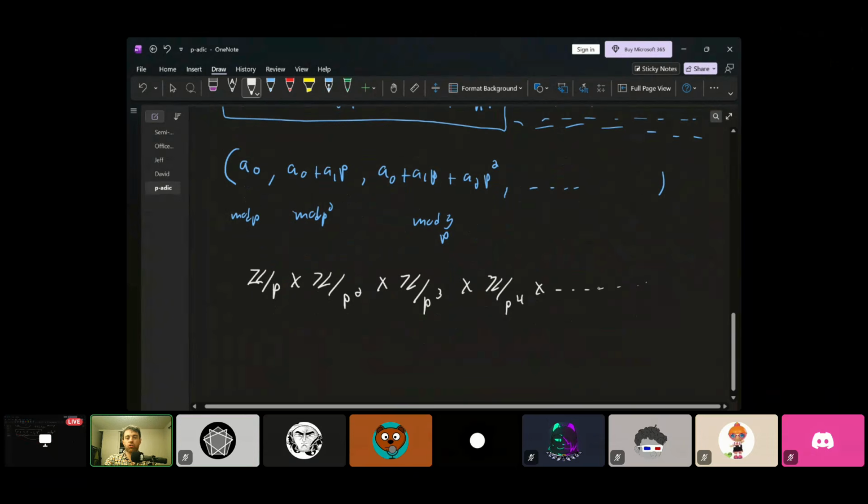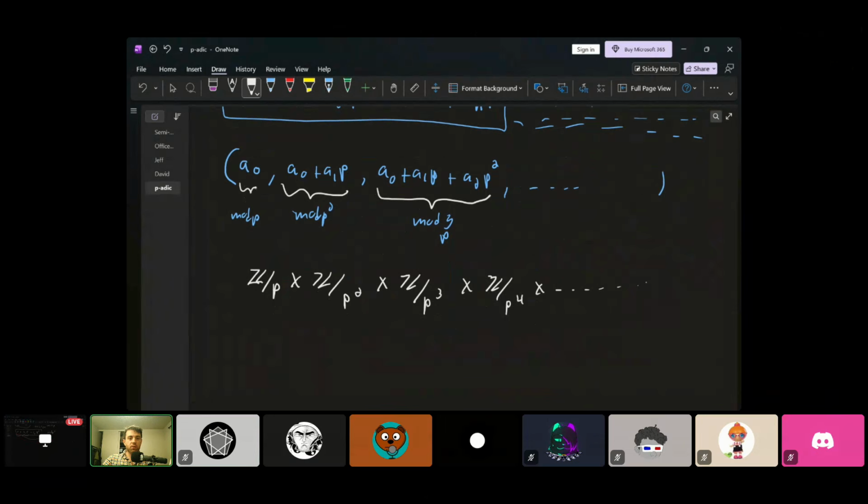Really, we're just describing an element of this, right? Because this is going to be some number between 0 and p cubed. This is some number between 0 and p squared, and this is some number between 0 and p. And so we can interpret all of these as just different numbers mod p to different powers.